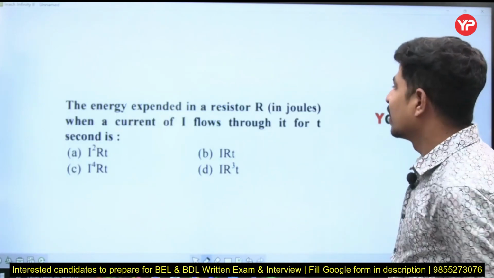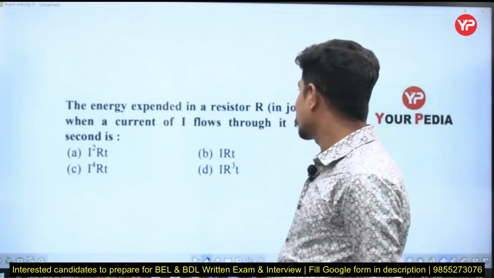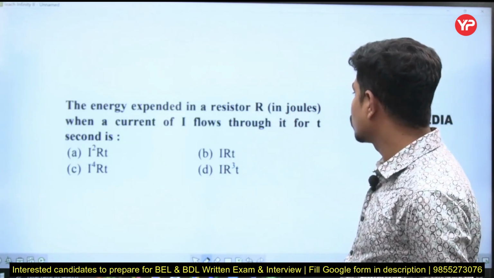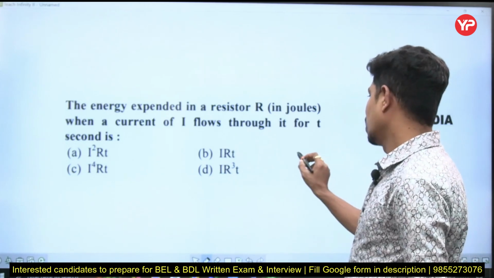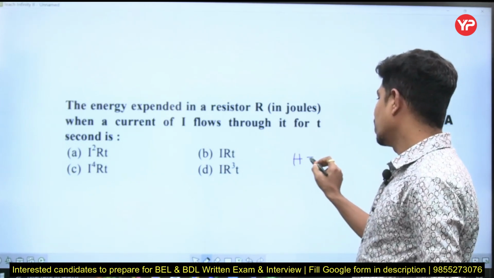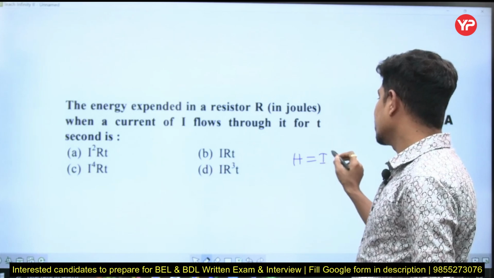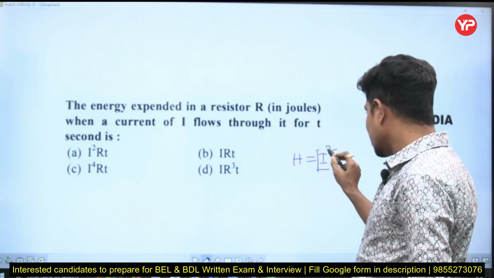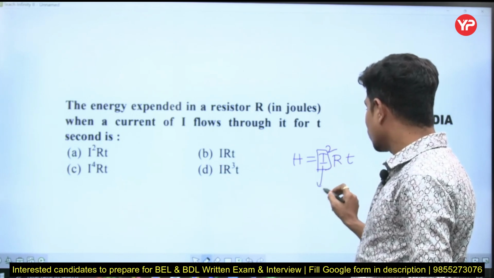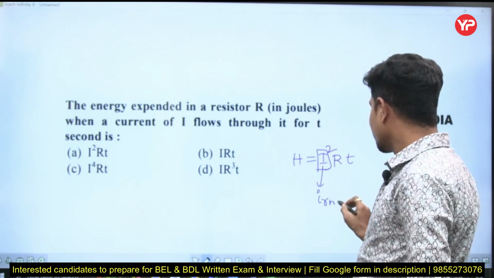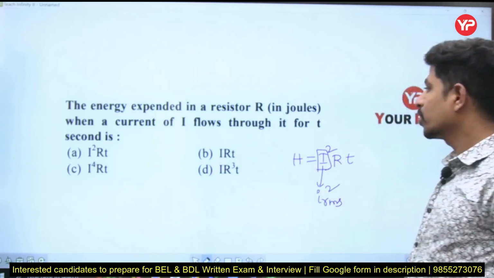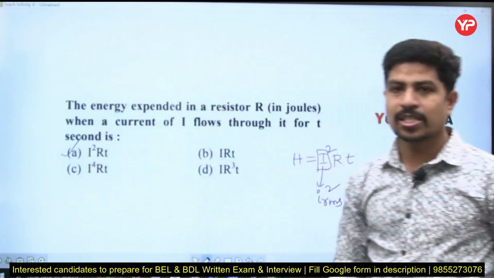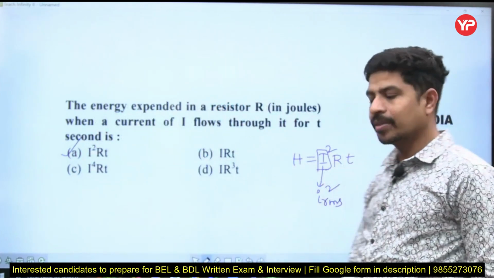Next question. The energy expended in a resistor R in joules when a current I flows through it for t seconds is... See, energy in a resistor will dissipate in the form of heat. That heat is equal to I square R into T. If it is DC, you take the DC current, but if it is AC, in place of this you have to take I RMS, the RMS value of the current. I square RT. Option is A, right?